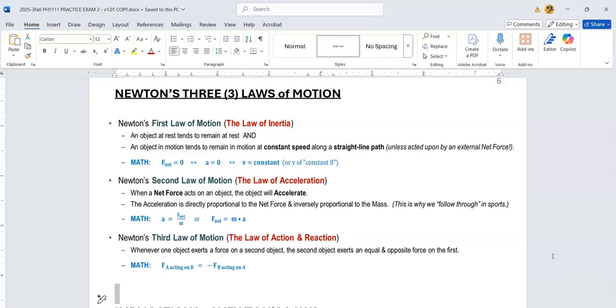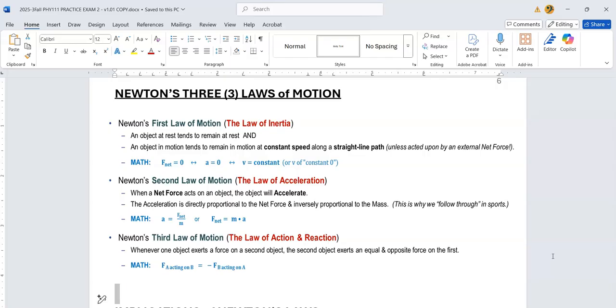But the formula also tells us that acceleration is directly proportional to net force, meaning more net force, more acceleration. Less net force, less acceleration. If I double one, I'll double the other. But the formula also tells us that acceleration is inversely proportional to mass, meaning if I increase mass, I will decrease acceleration. If I decrease mass, I will increase acceleration.